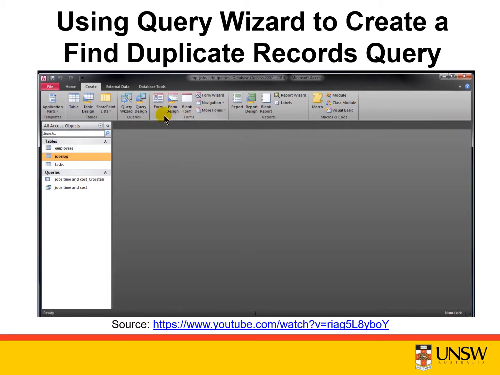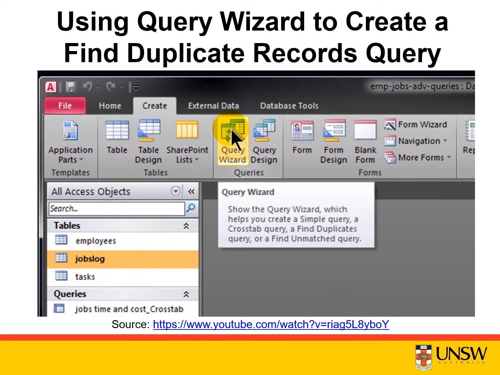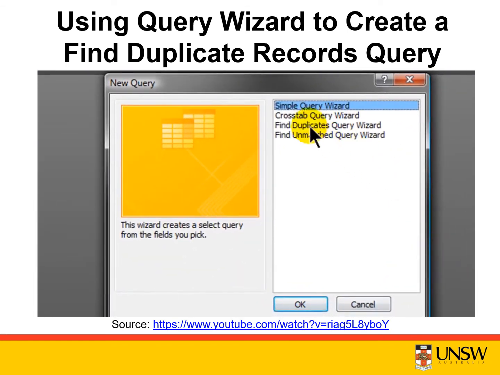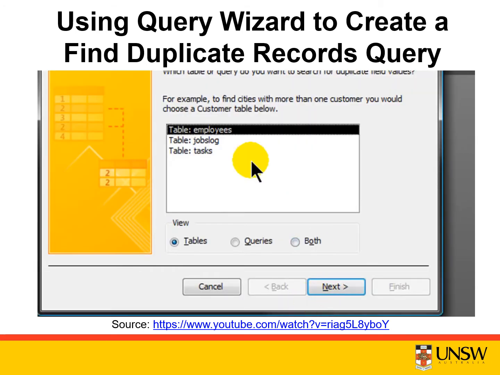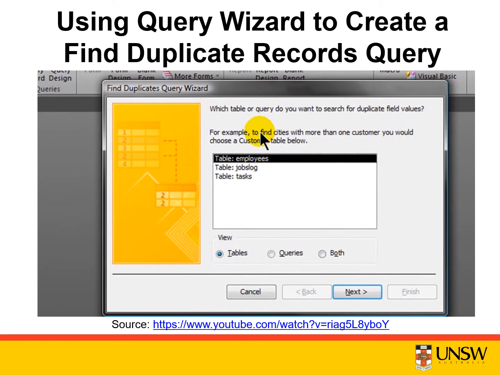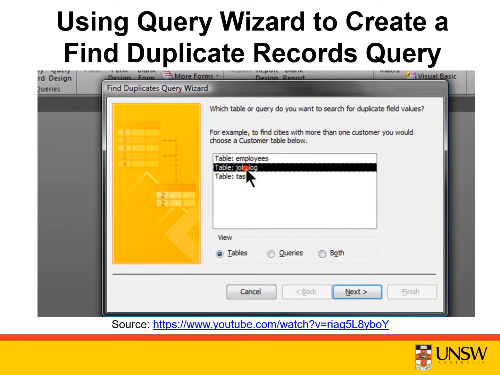So I'm going to close out of that table. I'm going to head over to my query wizard, and this time I want to do a find duplicates query. Find duplicates query wizard. I'll click OK to start this up. Which table or query do you want to search for duplicate field values? I'm curious about my jobs log. That's where the potential problem might be.